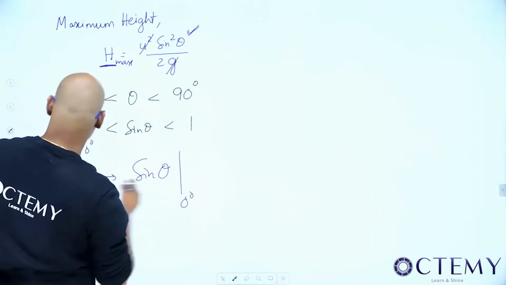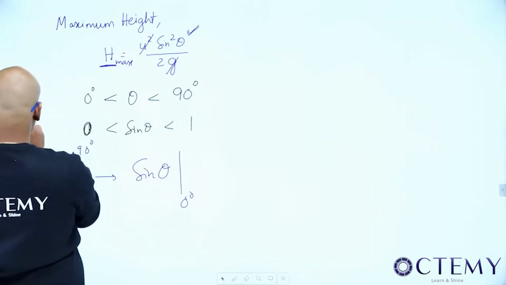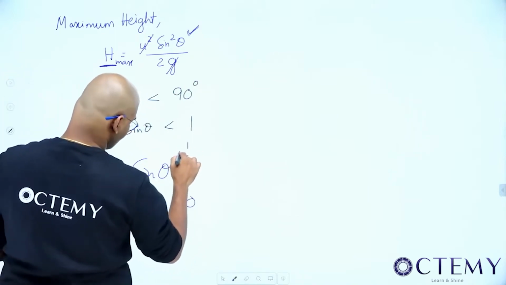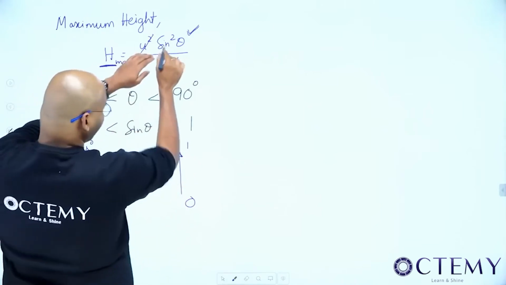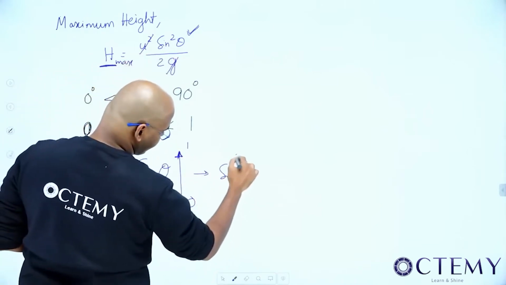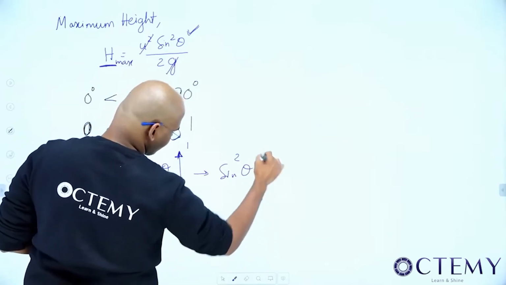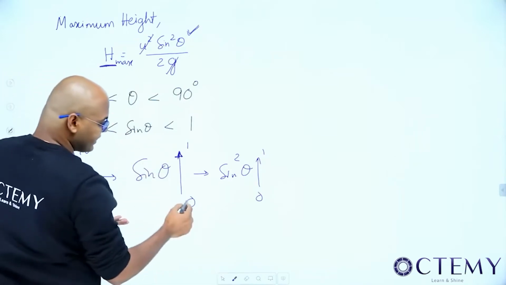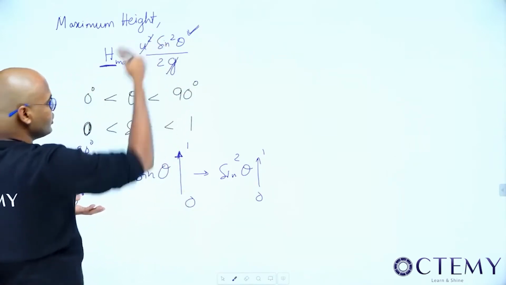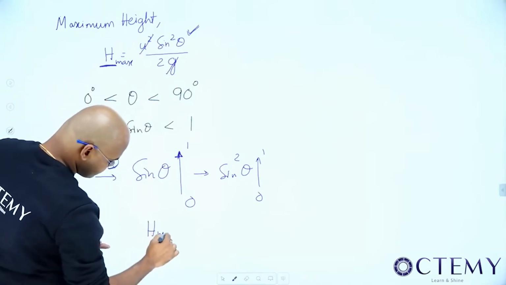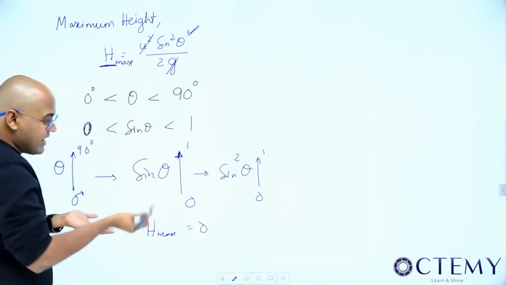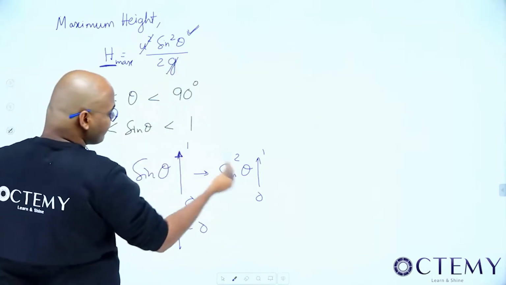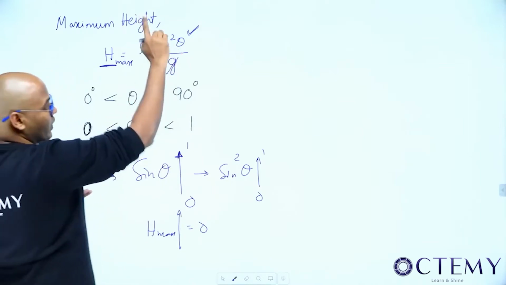0 to 1. So I have here sin square theta. Even sin square theta increases from 0 to 1. That means if it is projected at 0 degrees, h max will be 0. And as theta increases, my maximum height also increases, and the maximum value occurs at theta equal to 90 degrees, where sin 90 is 1.